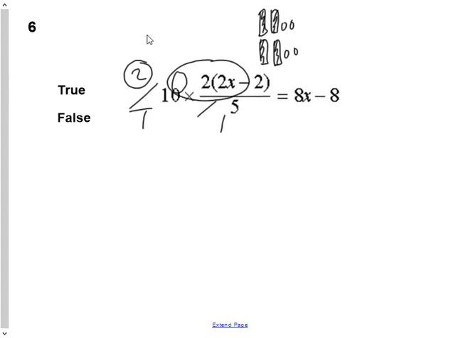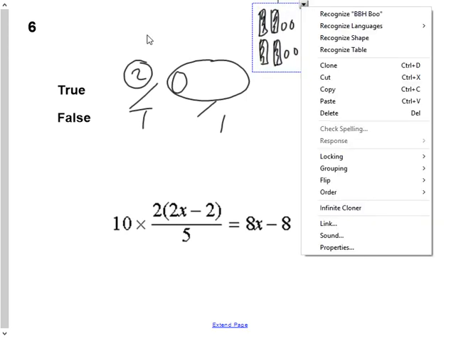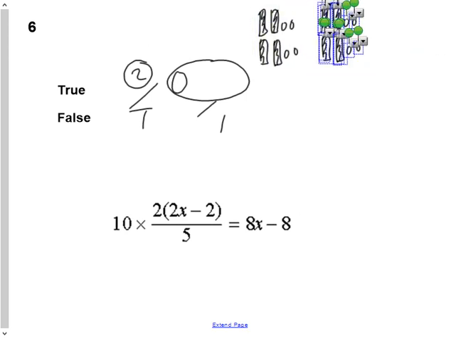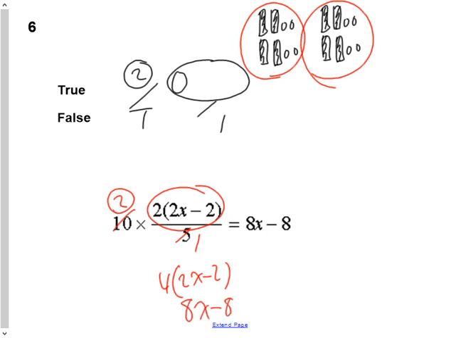Let's bring it down here. I'm going to take this, and I'm going to double it. So, again, I'm going to show you again. Two groups of 2x minus 2, and if I multiply it by 2, I'm going to double it. So two groups of 2x minus 2 is the same thing as 4 groups of 2x minus 2. Or, better yet, 8 x's and minus 8.